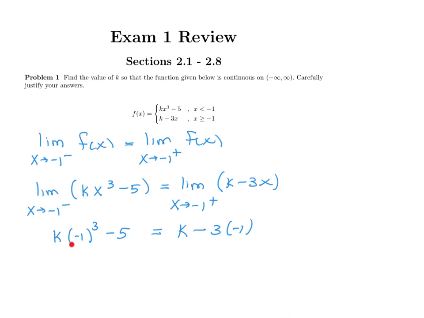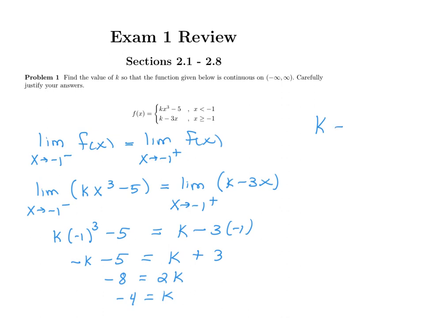So over here we have -1 cubed is -1, so this is negative k, then minus 5. And on the right we have k, well that minus and minus will be a plus, and so we'll have plus 3. I think I'll subtract 3 from both sides and add k to both sides. So I get -8 is equal to 2k. And after I divide both sides by 2, I get that -4 is equal to k.